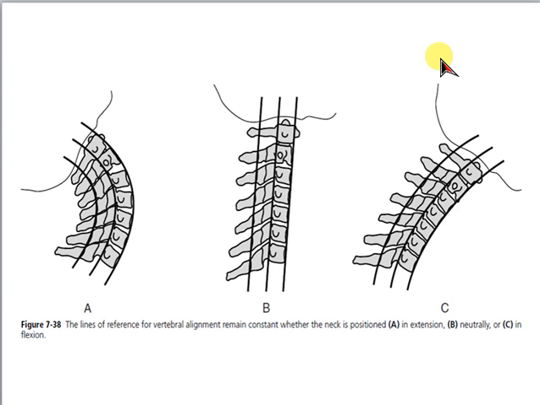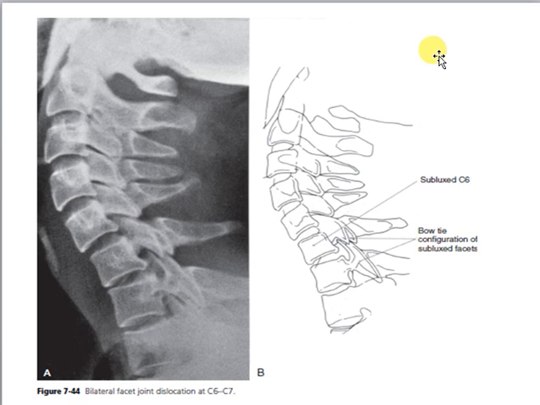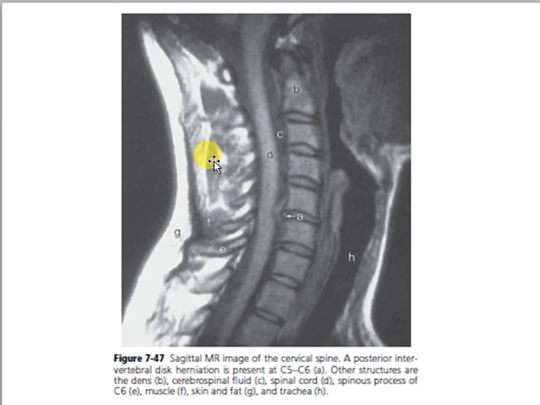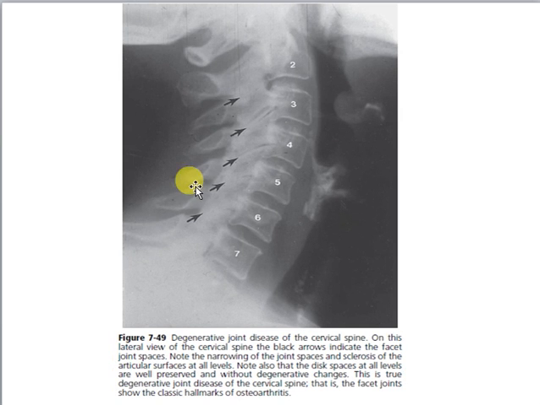These are normal reference lines that you should have in your mind. You can clearly see dislocation of the facet joints, the bow tie appearance. The bow tie appearance is abnormal in this lateral view, and it shows cervical dislocation. This is an MR image of the cervical spine. Over here you can see the disc bulge. The rest of the structures are appearing fine.